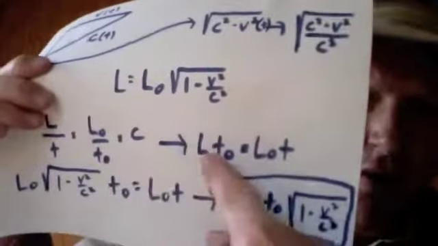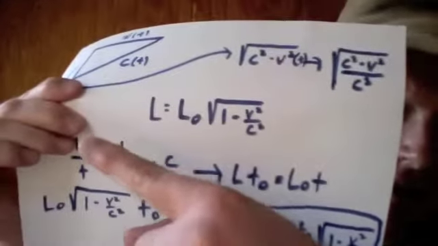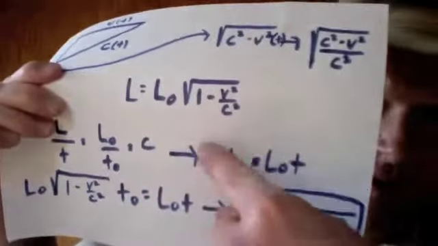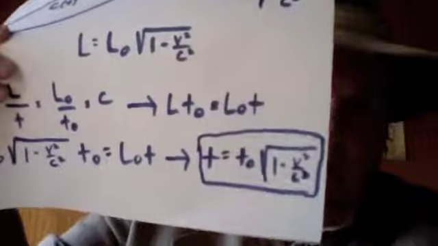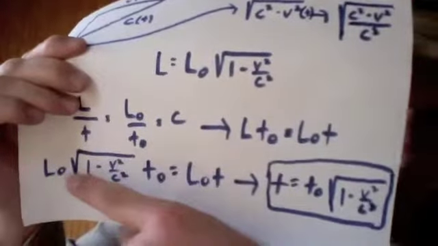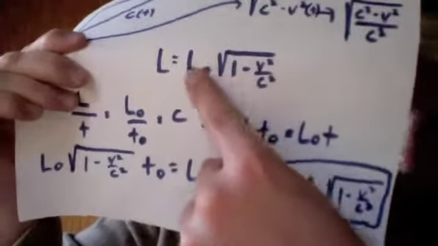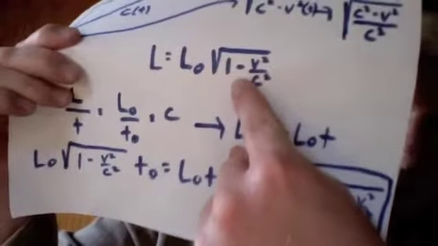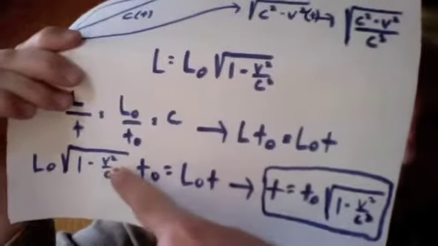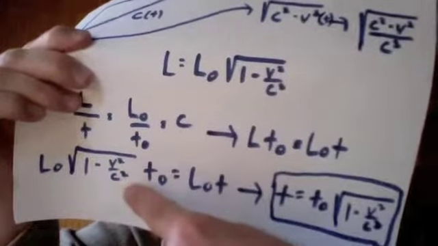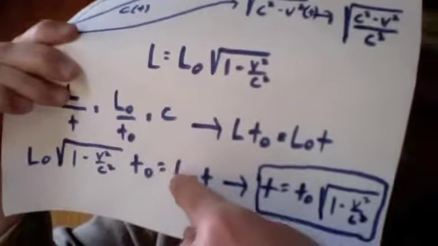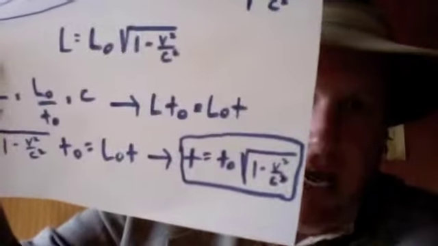Well, as we follow the algebra, if we cross multiply, that's going to mean that L times T sub O is equal to L sub O times T. And if we substitute L sub O times the square root of 1 minus v squared over c squared in for L, that's going to mean L sub O times the square root of 1 minus v squared over c squared times T sub O is equal to L sub O times T. And if we cancel the L sub O on both sides, that gets us our formula for time dilation right here. Thank you very much.